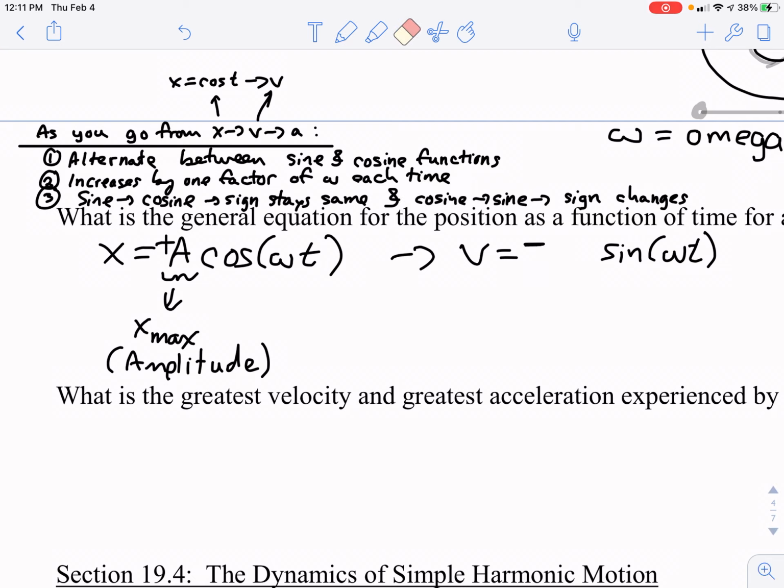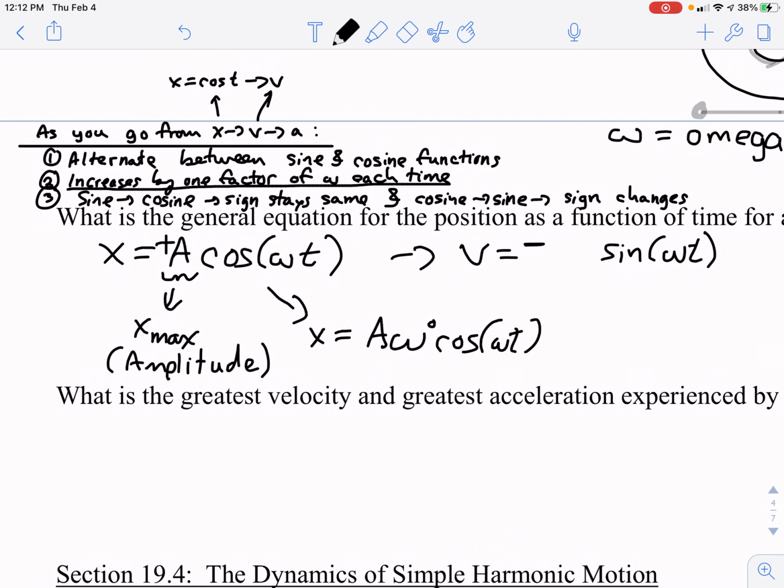The next thing we need is part 2. You're going to increase by 1 factor of omega each time. Well, you might be saying to yourself, how could I increase by 1 factor of omega when there's no omega there? Well, there actually is. If you were to rewrite this, it would be x equals A omega to the 0 power times the cosine of omega t. Remember, ladies and gentlemen, anything written to the 0 power is 1, and A times 1 is A.